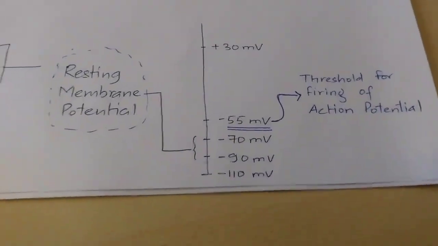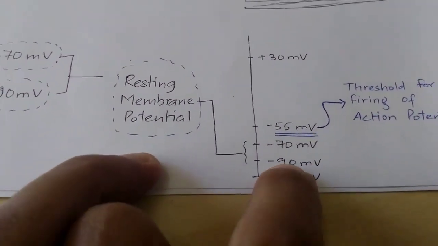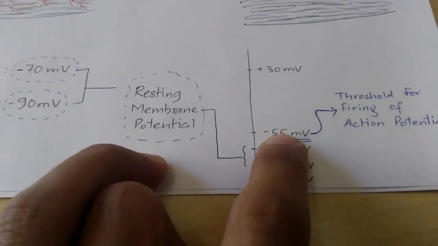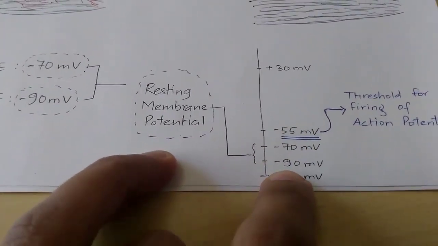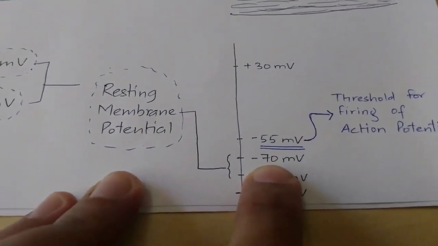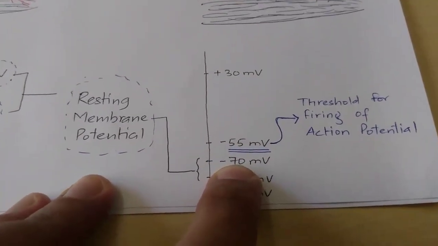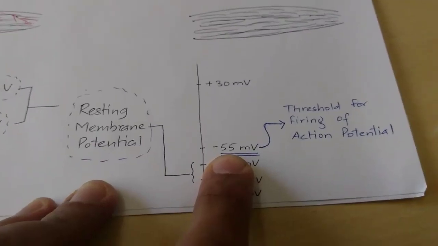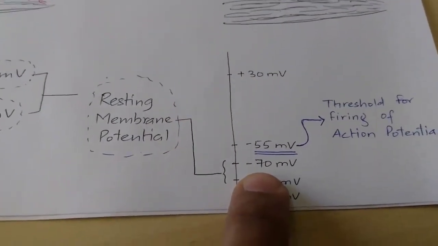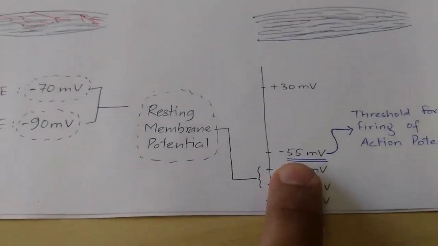So which one is easier to stimulate, a nerve or a muscle? For a muscle, we have to travel from minus 90 to minus 55. So the difference is 35. And the difference between the resting membrane potential of nerve and the threshold is just 15, minus 70 to minus 55. So the journey from minus 70 to minus 55 is relatively easier than minus 90 to minus 55.